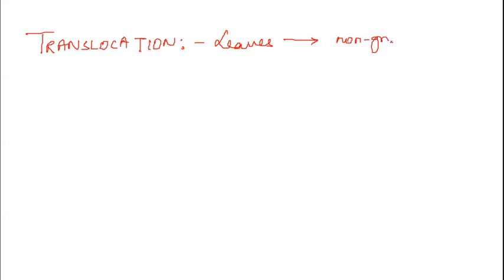First, we need to know what is the meaning of the term translocation. So what is translocation? It is the process of movement of materials from the leaves to the non-green tissues. Leaves are the green tissues which can prepare their own food. So it is the movement of the food, which is solute, from the leaves to the non-green tissues.